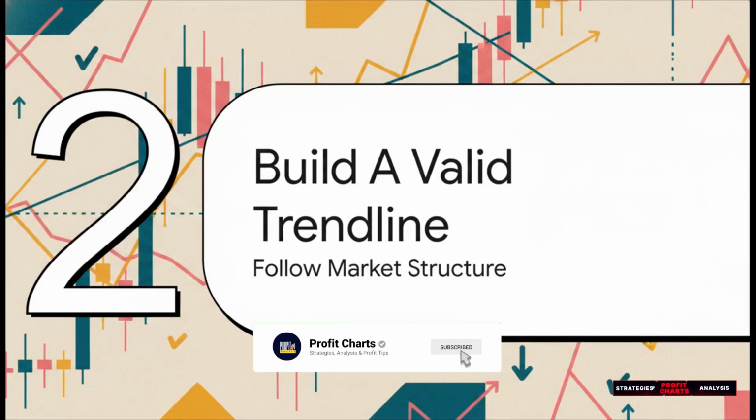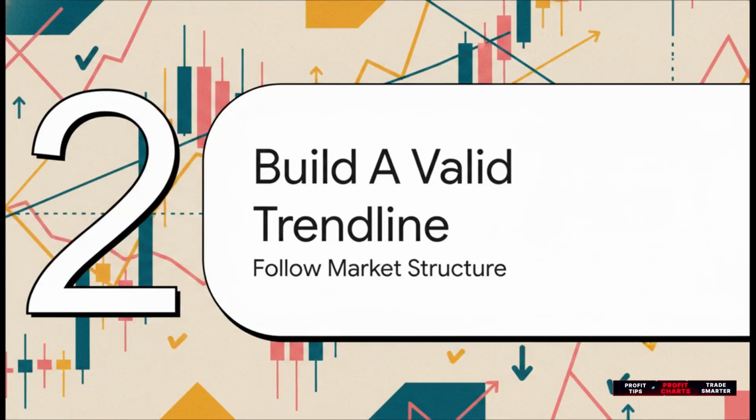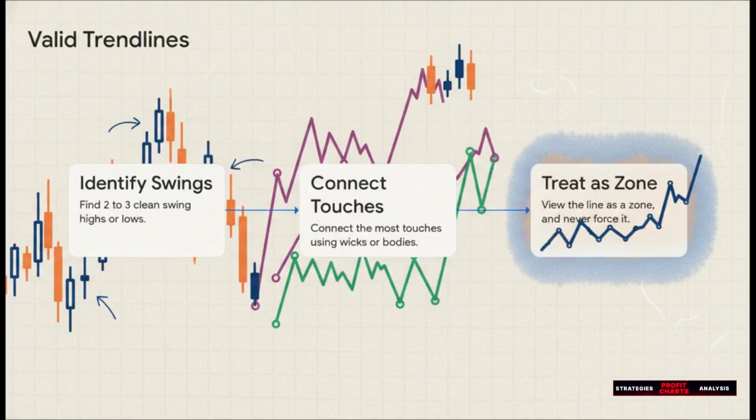All right, moving on to Section 2, Building a Valid Trend Line. To avoid the trap of forcing a setup where the price action is unclear, just follow these simple steps. First up, identify at least 2 to 3 really clean swing points. Now, I know there's that age-old debate of, do I connect the wicks or the candle bodies? Honestly, the answer is simple. Just connect whatever gives you the most touches. Draw it where the market clearly reacts. And finally, treat the line as a zone. The market is messy. It's practically never going to respect a line to the exact pip.